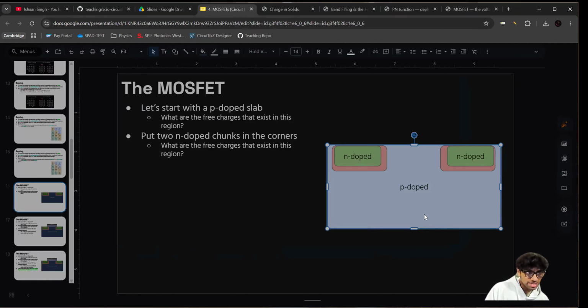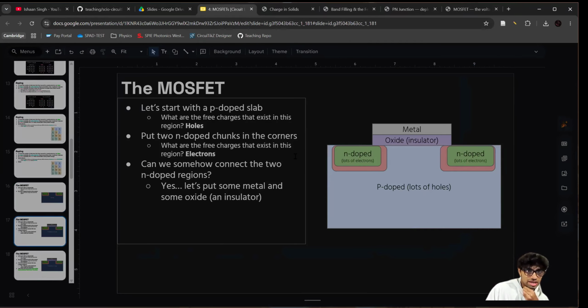So let's start with a big p-doped slab, okay? And in the corners, let's put two n-doped regions. This red right here, that's a depletion region, right? Between the p and the n, we're going to get a depletion region because there's a p-n junction there. And so no free charges are floating around in this red region.